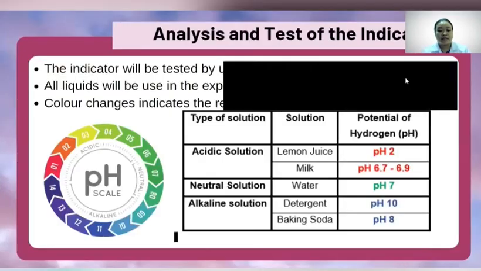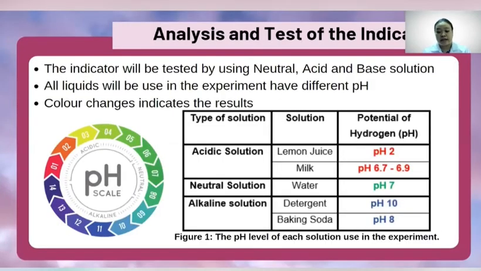Next slide is analysis and the test of indicator. The indicator will be tested by using neutral, acid, base solution, and all the liquids that will be used in the experiment will have a different pH. The color changes of the mixture indicate the result by referring to the pH scale 1 to 14. 1 to 6 indicates acidic, 7 is neutral, and 8 to 14 is alkaline. Figure 1 shows the pH level of each solution used in the experiment.